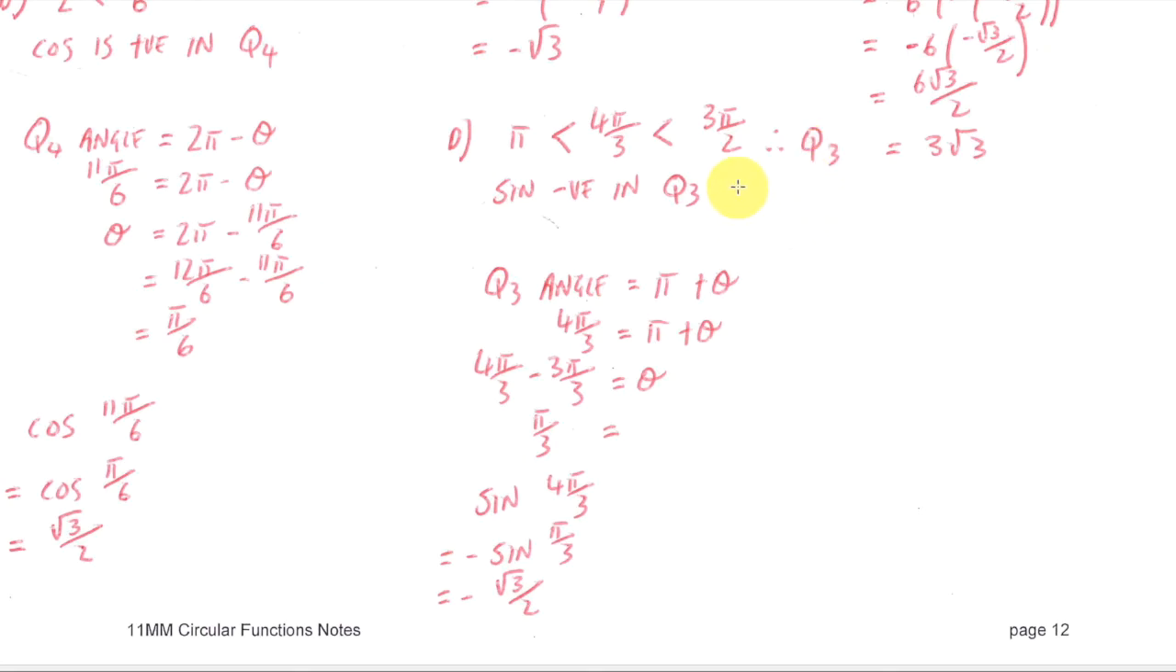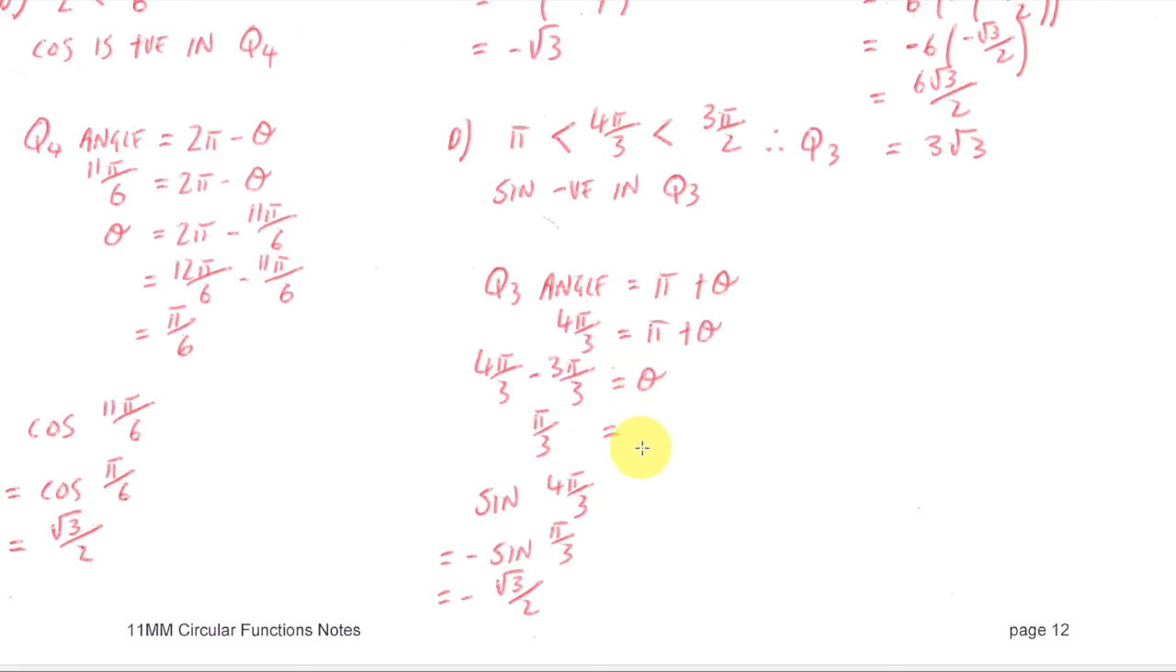All schools teach crap, so in the third quadrant only tan is positive, i.e. sine is negative. So our quadrant 3 angle is that we start with pi and then we add theta, where theta is the equivalent angle in the first quadrant. So I put my quadrant 3 angle down, so 4 pi on 3. I now take pi from both sides. And because this is expressed as being 4 pi on 3, I rewrite the pi as being 3 pi on 3. So it's 4 pi on 3, take away 3 pi on 3, and that will give me theta, where theta is that equivalent angle in the first quadrant.